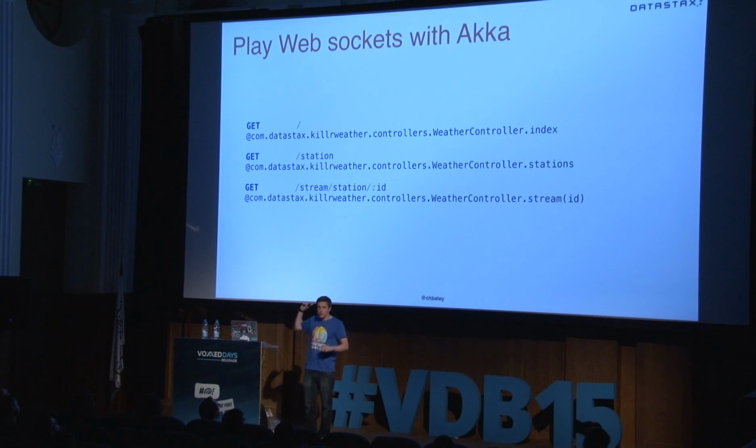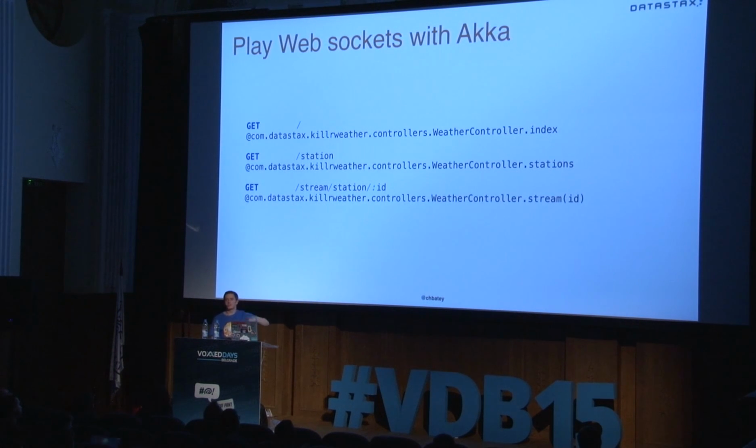Play has a bit like a routing file. Imagine this to be your Spring MVC controller or something, except it's not actually a Scala or Java file. You're basically saying, hopefully it kind of explains itself, when someone calls /, go to this method. So it's the web controller class, and you call the method index. Similar for station, except we're going to a stations method. And then the last one is a funny one, because this is actually the stream method; stream message is going to send it directly to an actor.